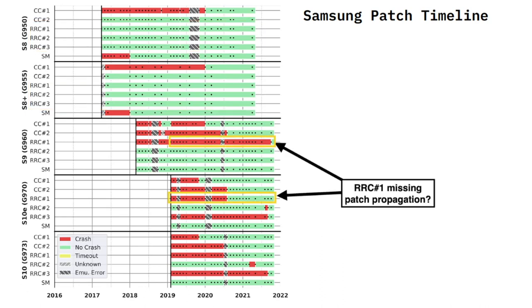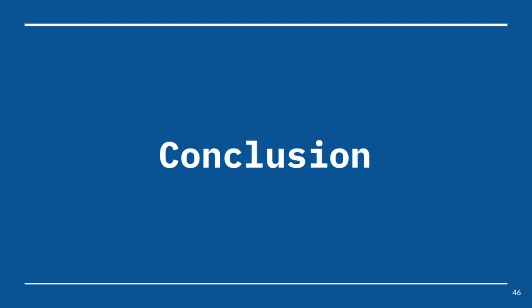We also see, which I think is one real good outcome of this large-scale study, that sometimes there's missing patch propagation. We found this RRC bug on the Shannon in the fuzzer. We reported it, and only one year later, when we did the large-scale analysis, we saw that on another phone this bug is actually still active and not patched. So we went again and reported it and got it fixed eventually. These are some interesting insights, but let's wrap up the talk.